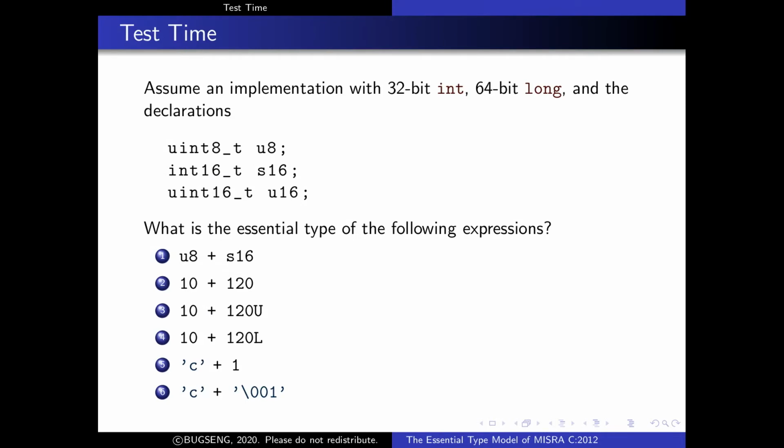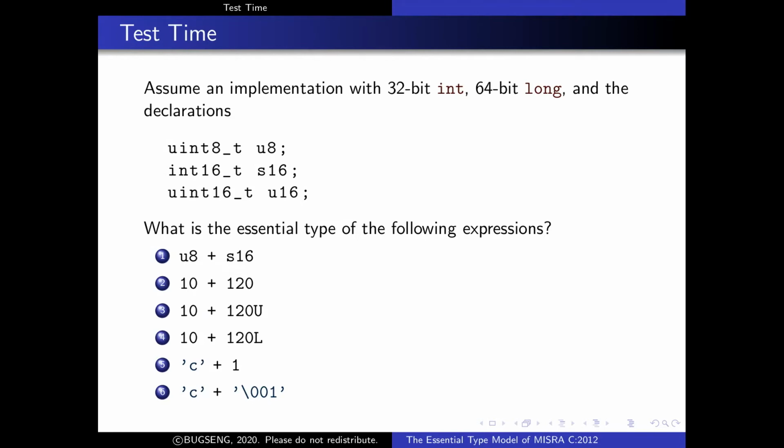So the correct answer is 16-bit signed. Why is it 16-bit signed? Because 10 plus 120, they are both signed. It's a compile time constant, 130. On this machine, 130 doesn't fit into 8 bits, so it requires 16 bits. And this is why the essential type category is 16-bit signed.